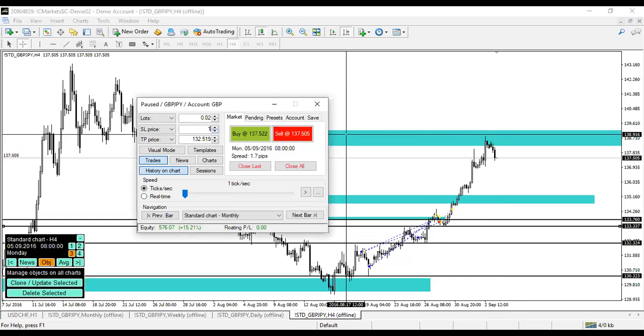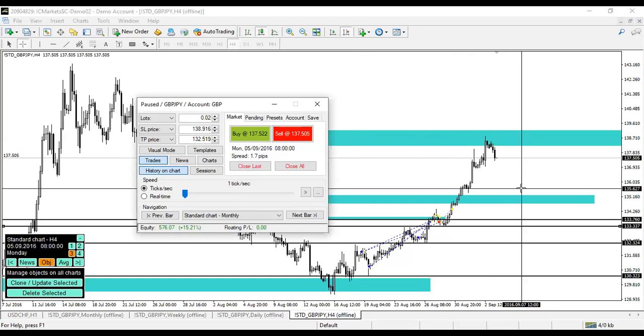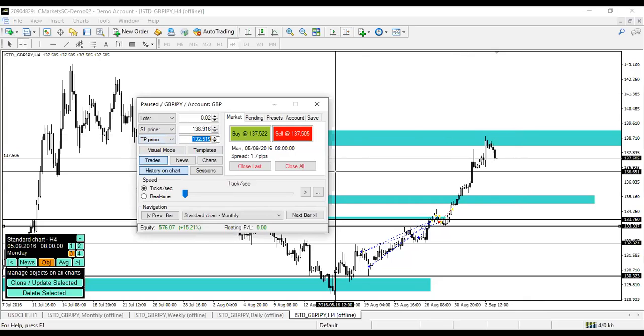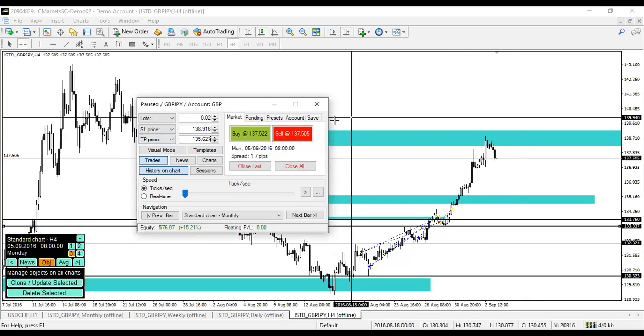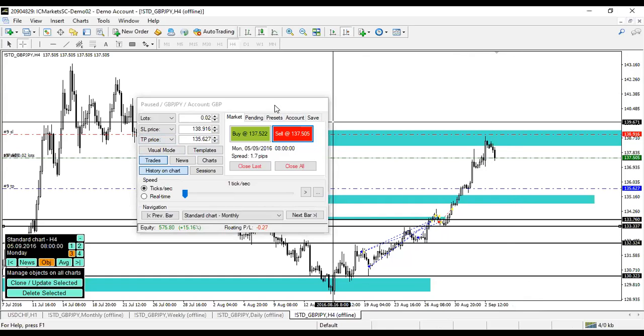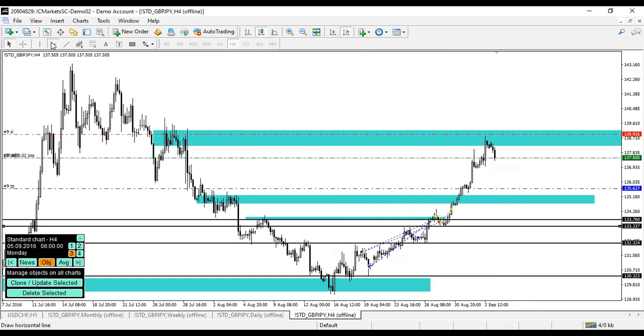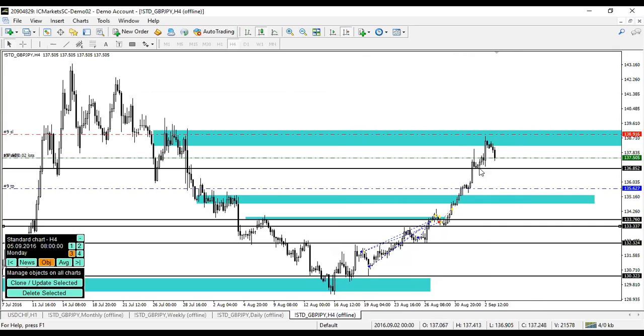138,960, and our take profit would be 135,627. This is our trade. Once price breaks this level on the downside, we can add further positions as well. So let's see how price behaves at this level.